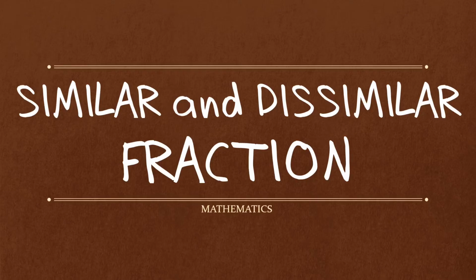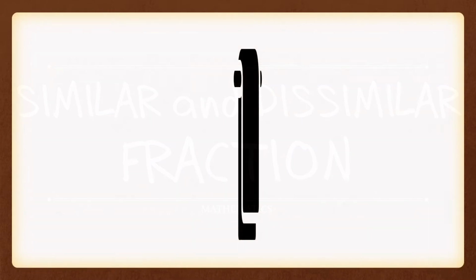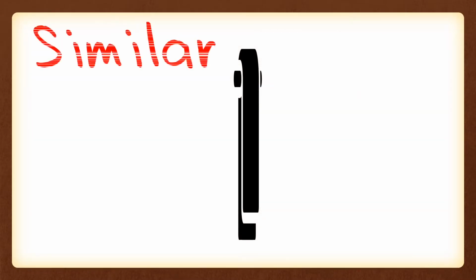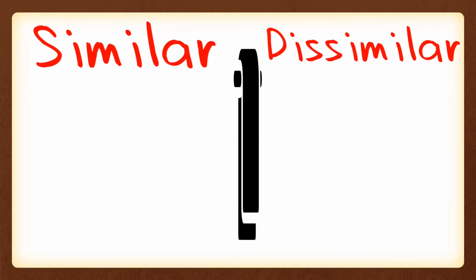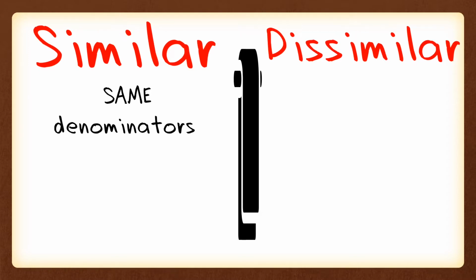In this lesson, I will show you the difference between similar and dissimilar fractions. Similar and dissimilar fractions are different when it comes to denominators. So first, take a look at the similar fraction. A similar fraction has the same denominator. And we all know the denominator is at the bottom of the fraction.